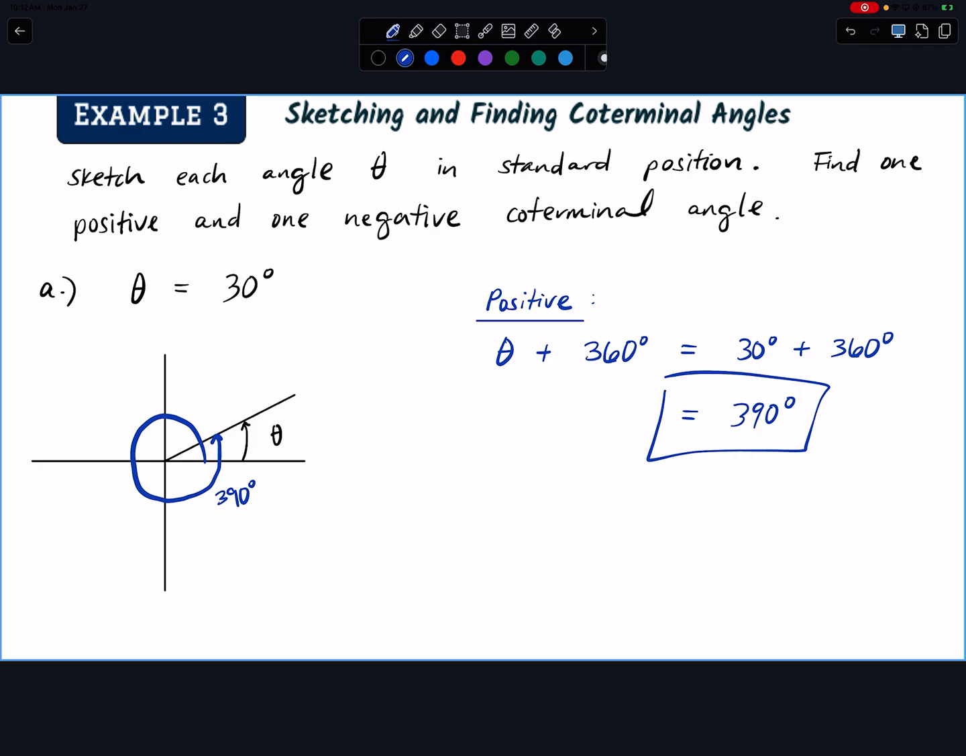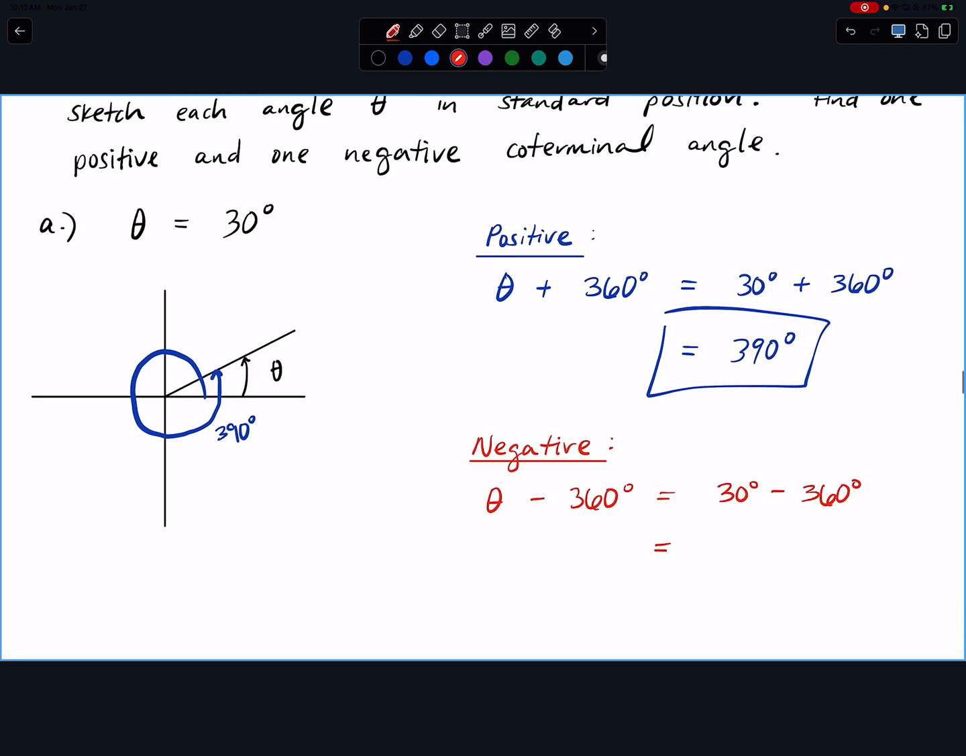Okay, questions? So what am I going to do to find the other one? Subtract. So take the same angle I gave you and subtract. So theta minus 360 is the same thing as 30 degrees minus 360, which is, yes, negative 330 degrees.